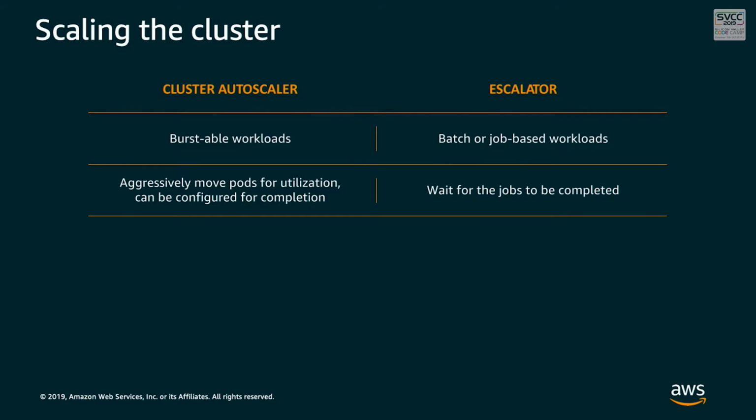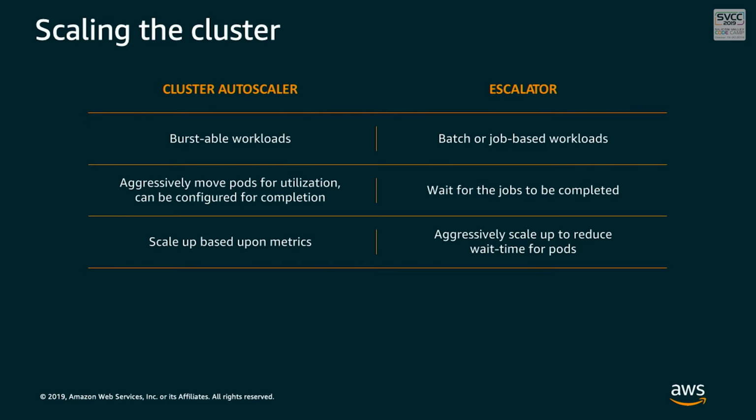On the other side, escalator says, hey, this job is running. It's meant to be a batch job. I'll wait for the job to be complete. I know the cluster is not optimal, but the job may be running for a longer time, and I will let it run, and once the job completes, that's when I will look at whether the node needs to be reclaimed or not. So that's an important differentiation. So it's very well suited for ML-based workloads.